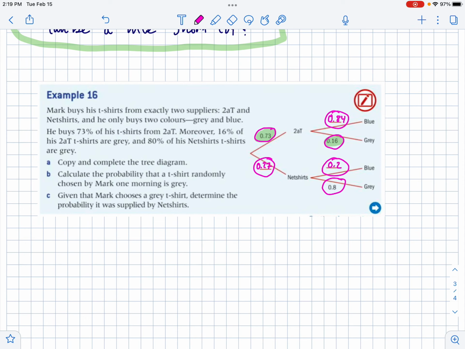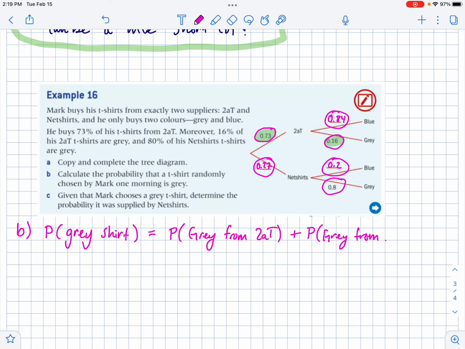Part B, calculate the probability that the t-shirt randomly chosen by Mark one morning is gray. So the probability of a gray shirt. The problem with this is it could be a gray shirt from 2AT or it could be a gray shirt from Netshirts. So it's really the probability of gray from 2AT plus the probability of gray from Netshirts. So the probability of gray from 2AT would be this route right here, 2AT and then gray.